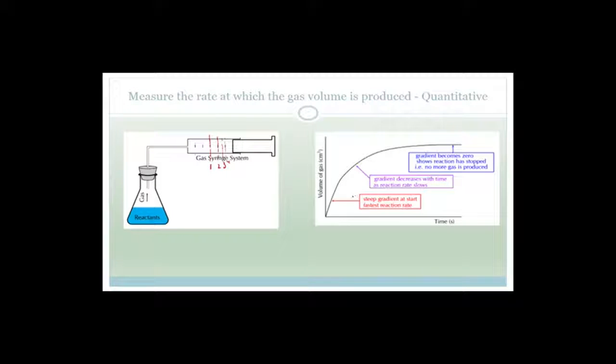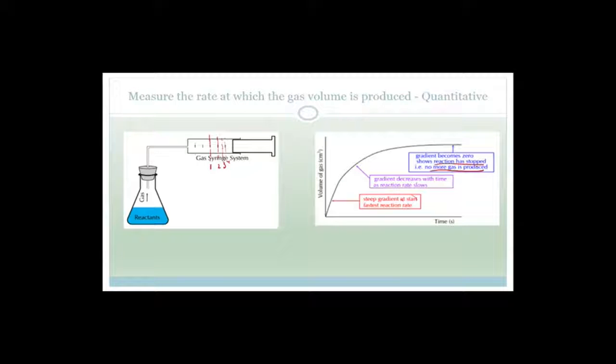So if I plot the volume of the gas versus time, there's going to be a nice steep gradient at the start of the reaction because this is where the fastest reaction rate occurs. Then the gradient is slowly going to decrease as the reaction rate slows. And then finally, the gradient is going to become zero. And when this gradient becomes zero, it shows that the reaction has stopped. No more gas is produced.